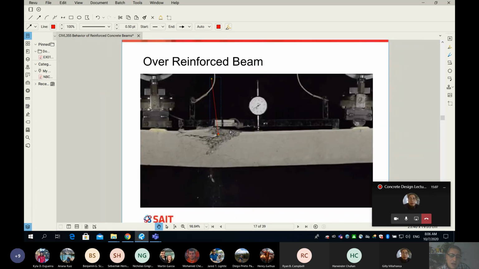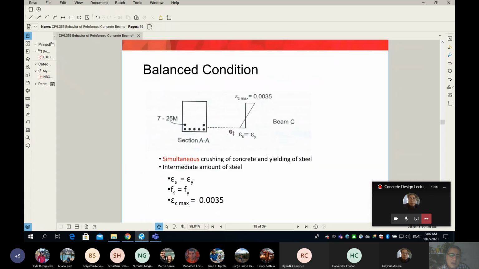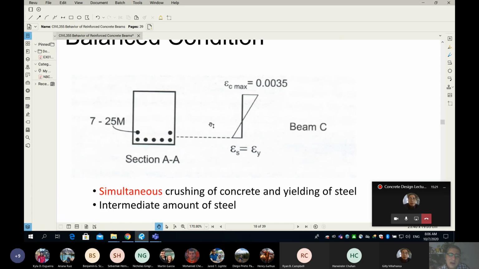Okay. Now, the last failure mode, which, as I said last class, is a section where the failure in concrete and the yield happen exactly at the same moment. So when you look at the strain diagram, at the same moment that the rebar starts to yield, so epsilon S is equal to 0.002 or epsilon yield, then at that exact same moment concrete will crush in compression.